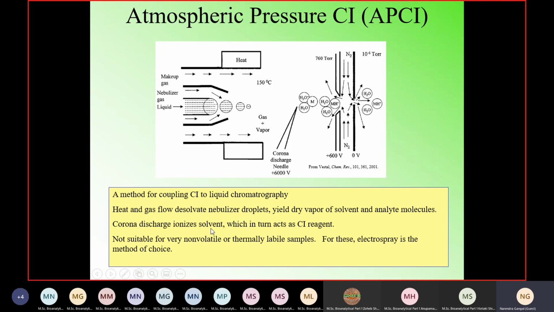Corona discharge ionizes the solvent first, which in turn acts as a CI reagent. So it is exactly equivalent to the methane or isobutane or ammonia which is used in chemical ionization mode, which is the GC-MS mode. In this case, the solvent molecules form the ions, and they in turn act like a CI reagent. Subsequently, this CI reagent which is formed interacts with my compound of interest.